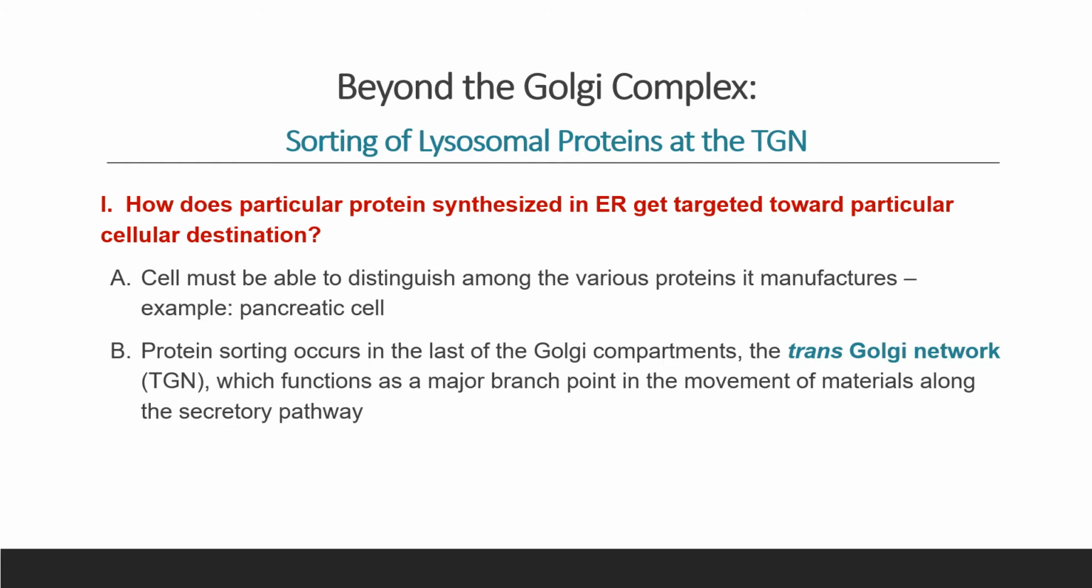So, sorting of the lysosomal proteins at the TGN. So how does a particular protein synthesized in the ER get targeted toward a particular cellular destination? So the cell must be able to distinguish among the various proteins it manufactures. Okay, so that is a specific requirement. And then protein sorting occurs in the last of the Golgi compartments, known as the trans-Golgi network, which functions as a major branch point in the movement of materials along the secretory pathway.